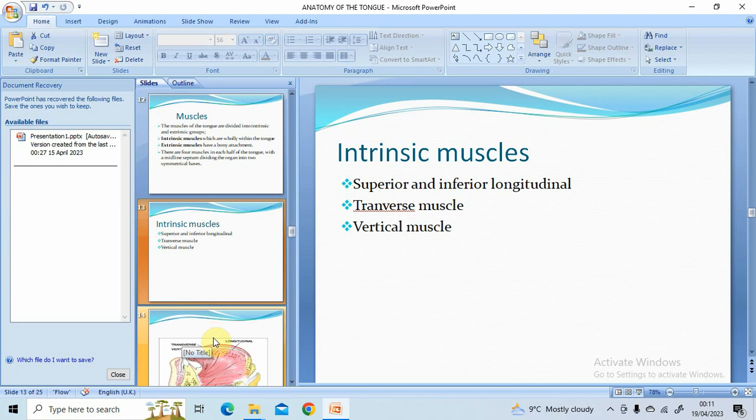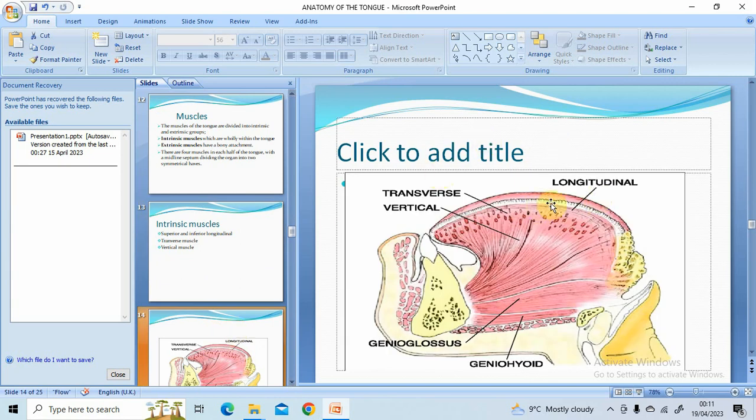Let's look at the diagram. This is the longitudinal muscle. You can see the mucous membrane, and immediately below it is where you see the longitudinal muscle of the tongue. The transverse muscle radiates laterally from the midline of the tongue, the median septum, while the vertical muscle arises from the median and paramedian septum and radiates vertically. So these are the intrinsic muscles. They are within the tongue, with no attachment to the exterior surrounding structures.